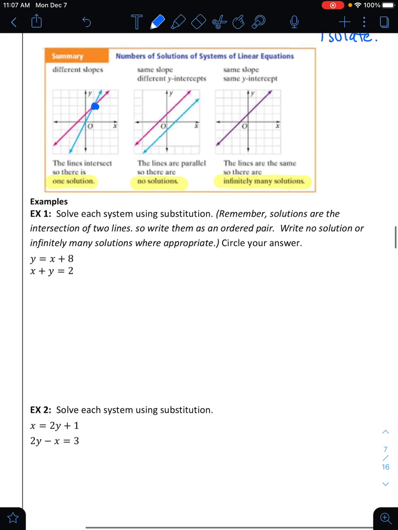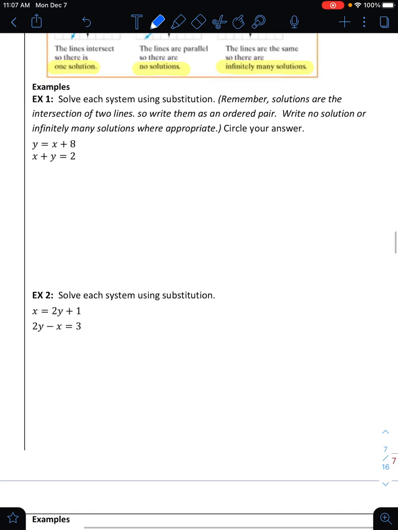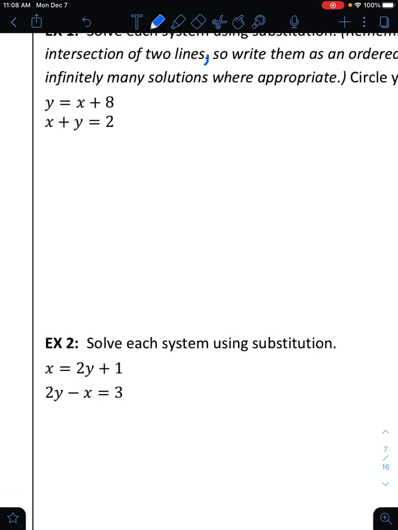Okay, let's take a look at this first example. Solve by substitution. Remember, solutions are intersections of 2 lines. So write them as an ordered pair. That should really be a comma. Write no solution or infinitely many solutions where appropriate. Circle your answer. All right, here's what I want you to notice. I have y equals x plus 8. I have y isolated. The second equation is x plus y equals 2.